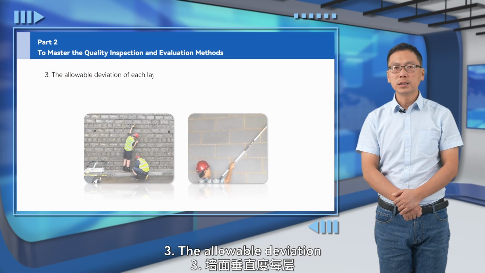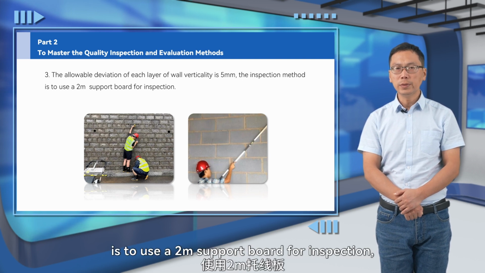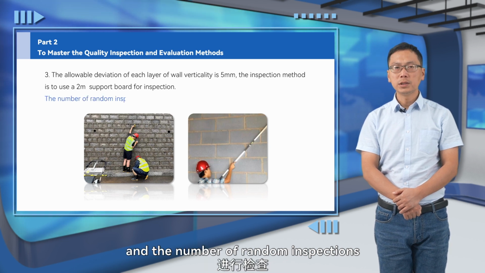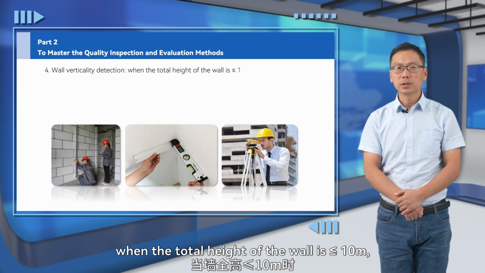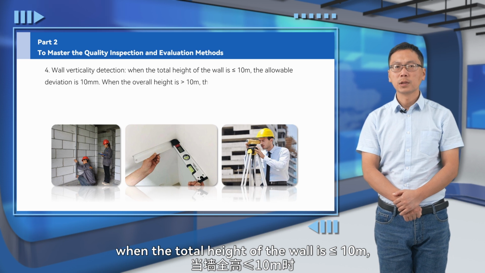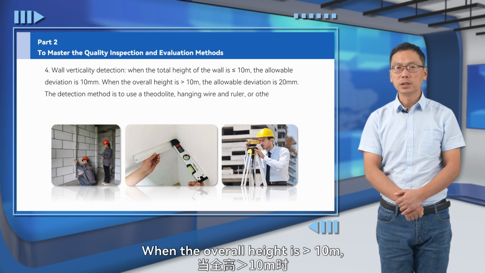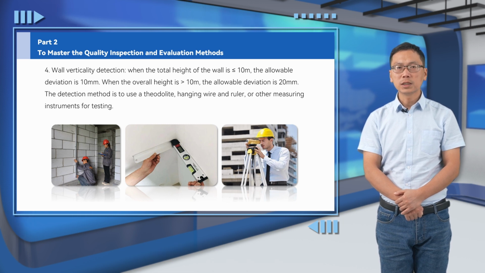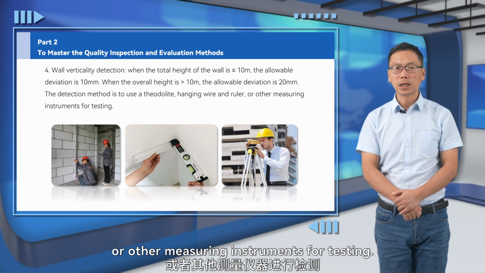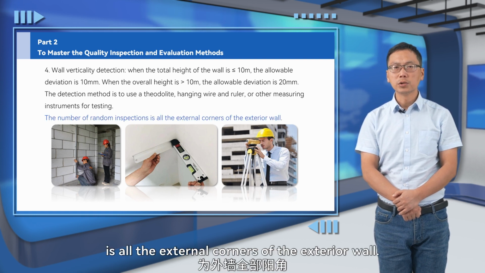3. The allowable deviation of each layer of wall verticality is 5 mm. The inspection method is to use a 2-meter support board for inspection, and the number of random inspections is not less than 5. 4. Wall verticality detection. When the total height of the wall is less than or equal to 10 meters, the allowable deviation is 10 mm. When the overall height is greater than 10 meters, the allowable deviation is 20 mm. The detection method is to use a theodolite, hanging wire and ruler, or other measuring instruments for testing. The number of random inspections is all the external corners of the exterior wall.